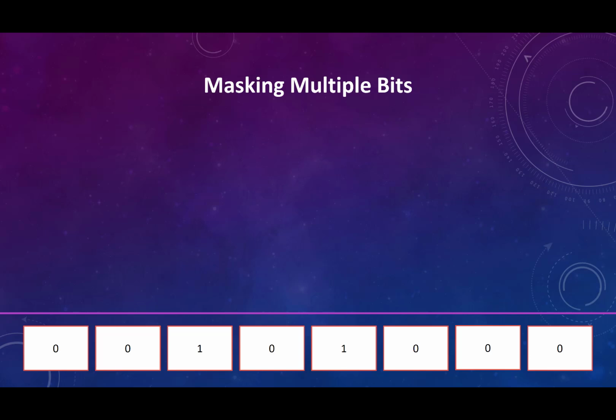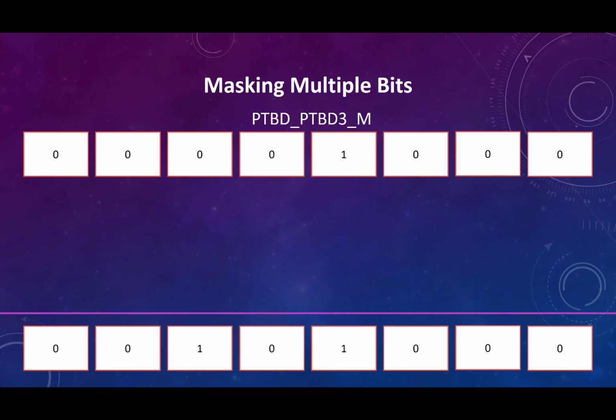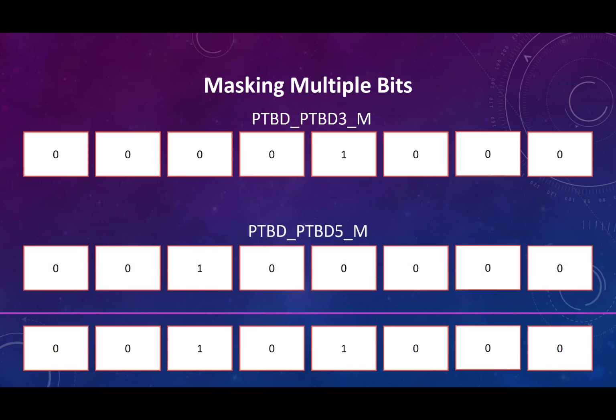Well, let's start with our old friend PTBD_PTBD3_M. That has a 1 at least where bit 3 is. It doesn't have one where bit 5 is. So let's bring in a new friend, PTBD_PTBD5_M. This one has a 1 where 5 is and 0 everywhere else. And if only we could combine these two using some sort of mathematical or logical operation, life would be beautiful. We have a couple of candidates. We could use an inclusive OR or we could use a plus. Technically, we could use an exclusive OR, but that way lies madness. I've never seen anyone suggest that that's what they need to do.